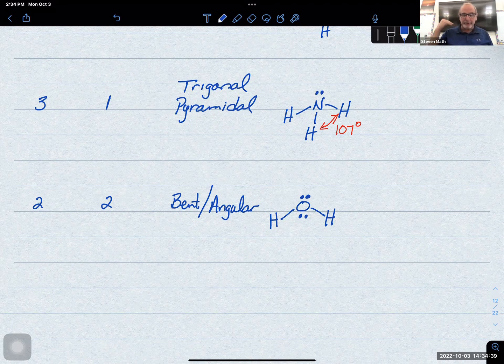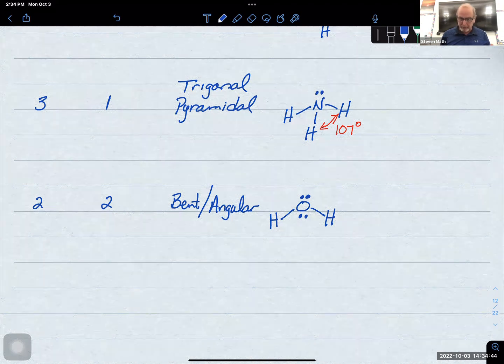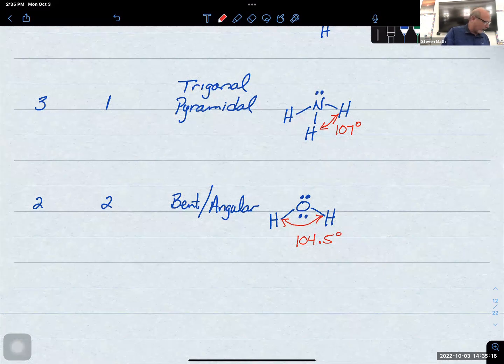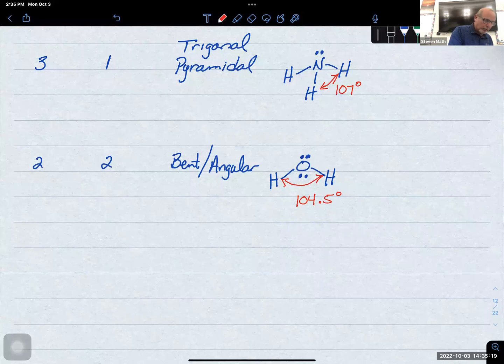The back side of the molecule is going to be negative. The front side of the molecule is going to be kind of positive because they're lone pairs of electrons. This is going to be a polar molecule. And now, instead of 1 lone pair of electrons, now you've got 2 lone pairs of electrons. And what are they doing? They're bending that molecule even more. So now our bond angle just went from 107 down to 104.5. It's bent even more.